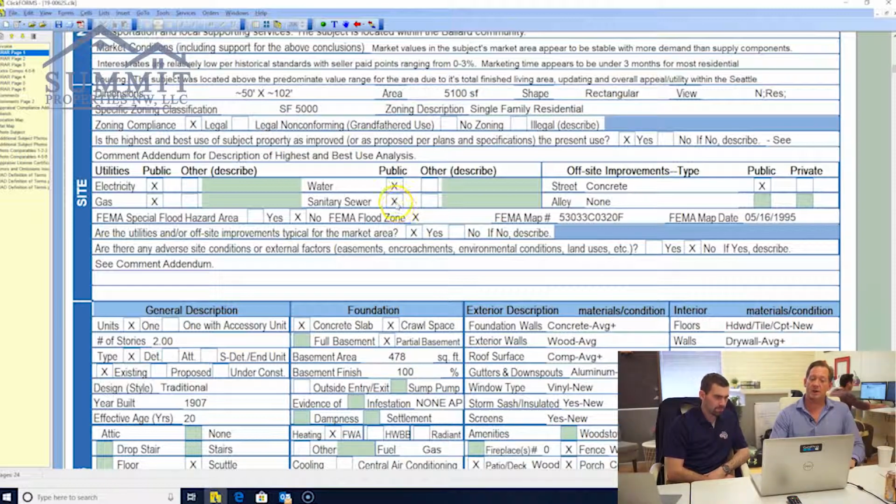Okay. What was I going to say with that? Can't remember. We'll move on. Okay. Street is concrete, put the surface street if there's an alley. Flood hazard.